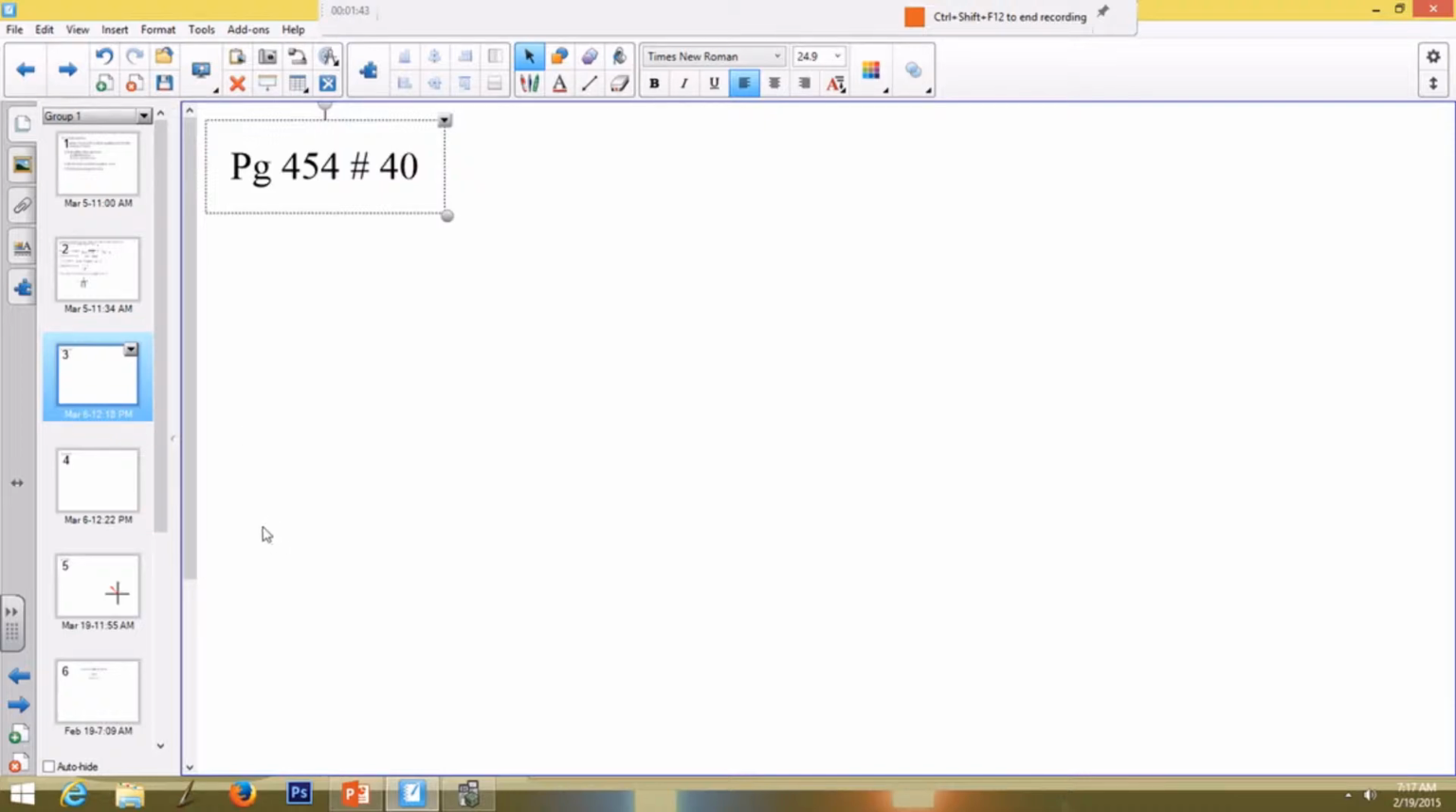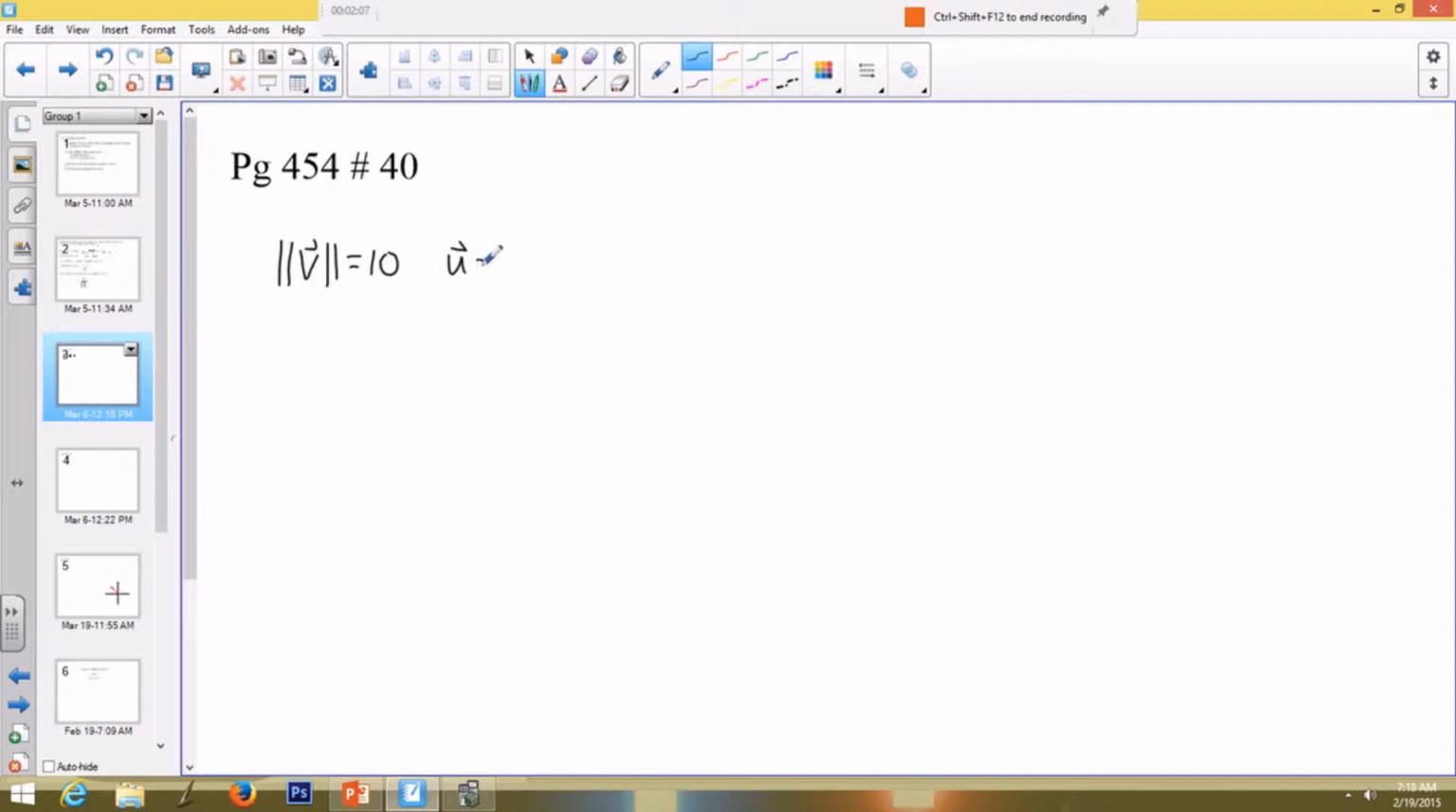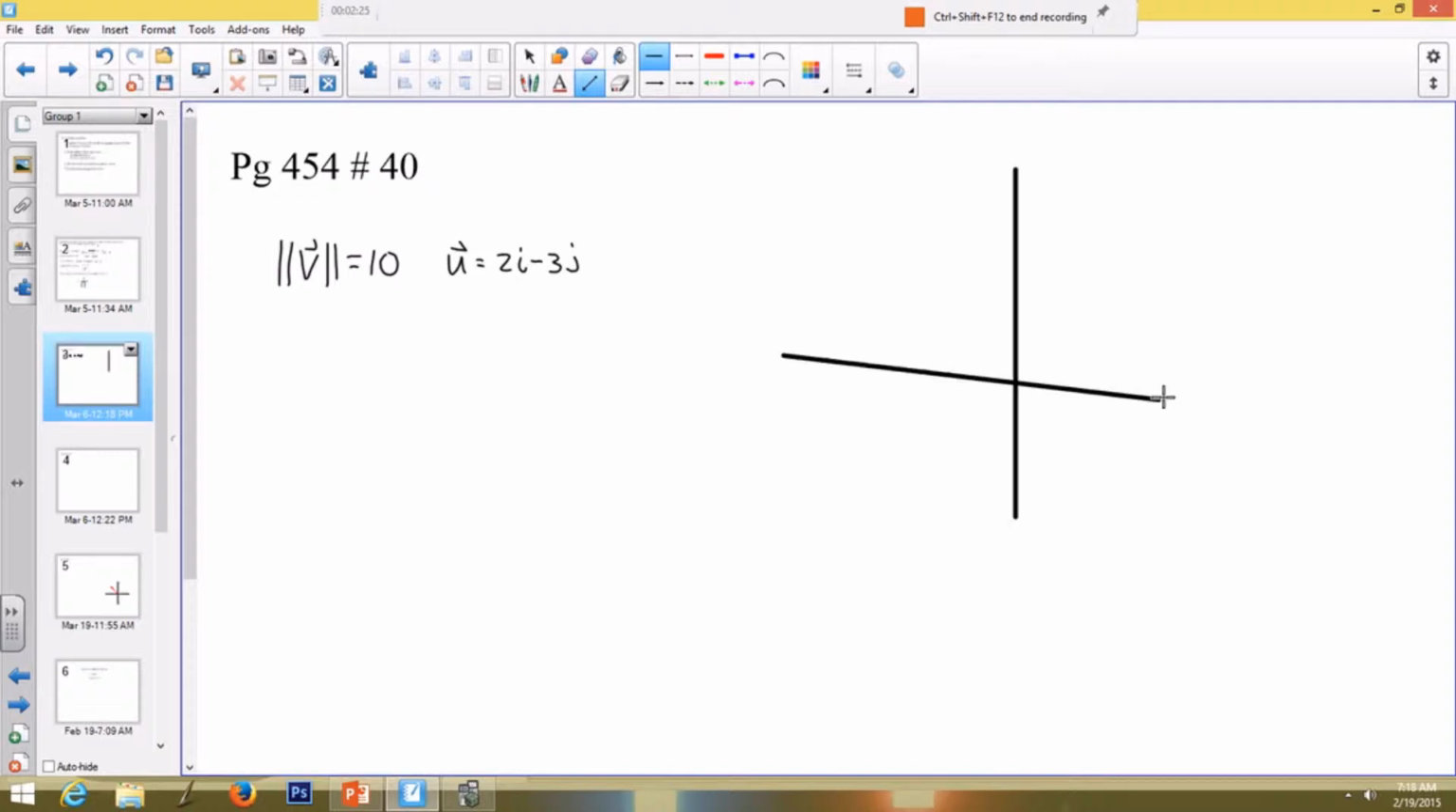I'm looking at page 554, number 40, and they say that the magnitude of vector v is 10, and then they give us the vector u as 2i minus 3j. The directions ask us to find the vector v with a given magnitude in the same direction as u. So let's break that down and talk about what they're really asking for in this particular problem.